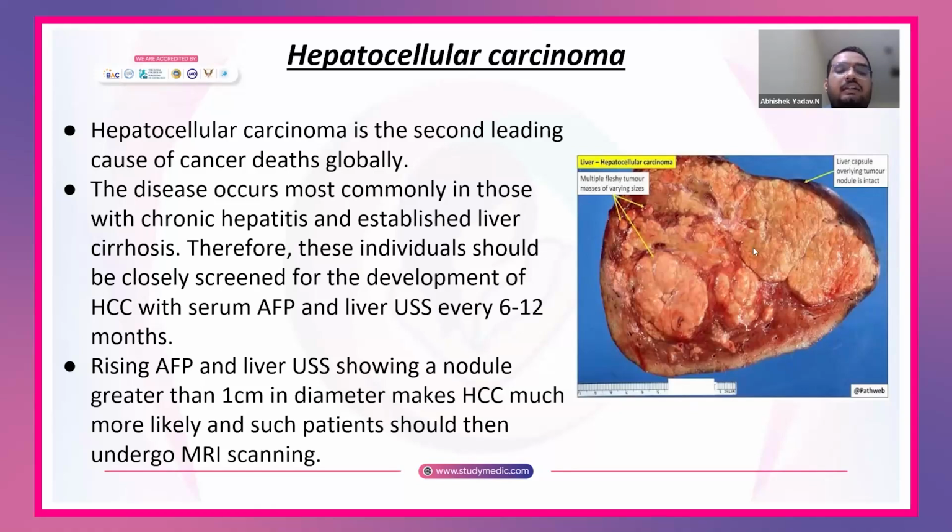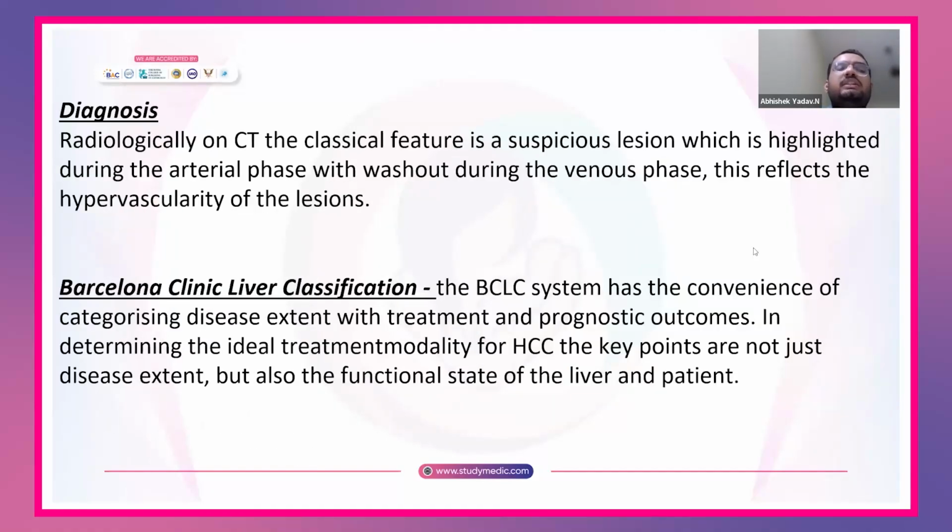Okay. Suspect hepatocellular carcinoma whenever the ultrasound finds a solitary lesion of more than 1 centimeter or multiple lesions with raised AFP levels. Okay, so with risk factors like chronic hepatitis or viral hepatitis, in such conditions you have to think in terms of hepatocellular carcinoma and evaluate accordingly. For diagnosis, usually a CT scan shows the classical feature: a suspicious lesion highlighted during the arterial phase, which washes out during the venous phase. This reflects the hypervascularity of the lesion. So that diagnosis has to be suspected.